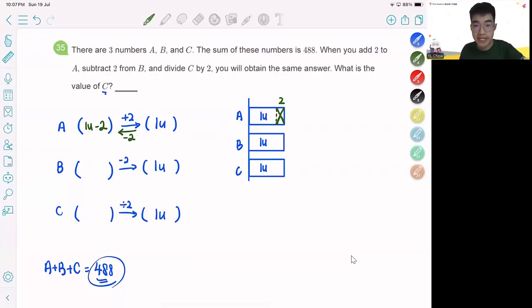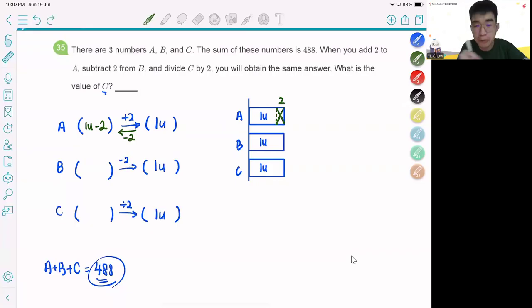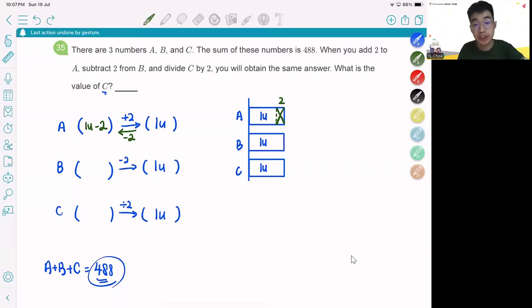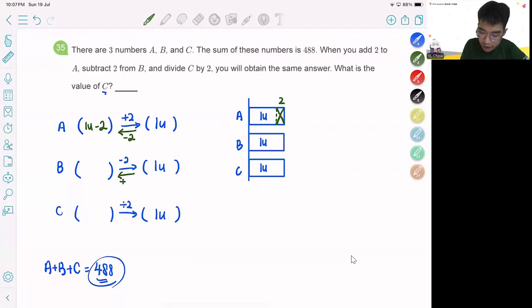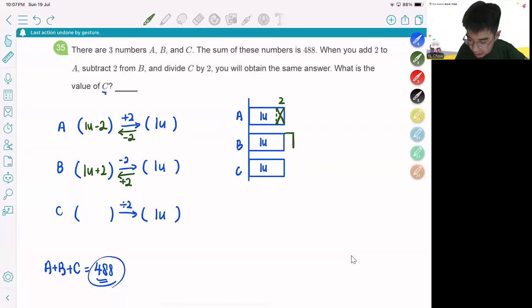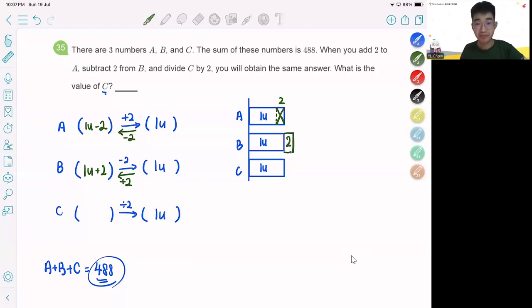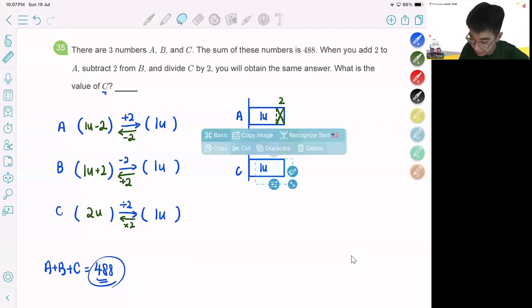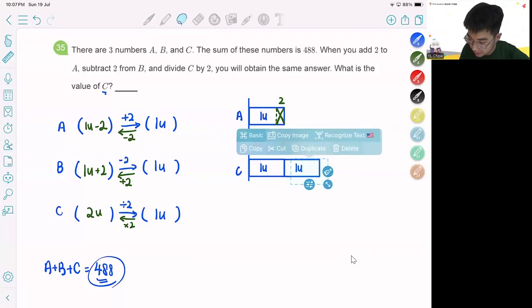Now look at B. After you subtract 2 from it, you get 1 unit. That means originally it is 2 more than your 1 unit. It's actually 1 unit plus 2. So originally, your B is not just 1 unit. You need to add an extra 2 behind it. Now C: after you divide by 2, you get 1 unit. That means before that, it is double of 1 unit, which is 2 units. So instead of 1 unit, originally it is 2 units.